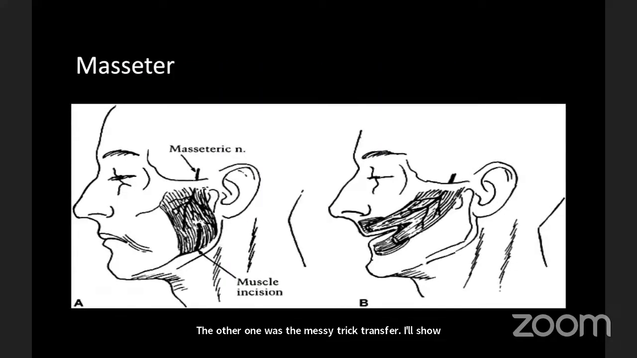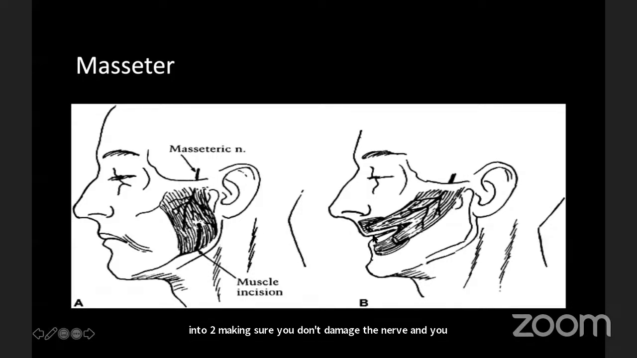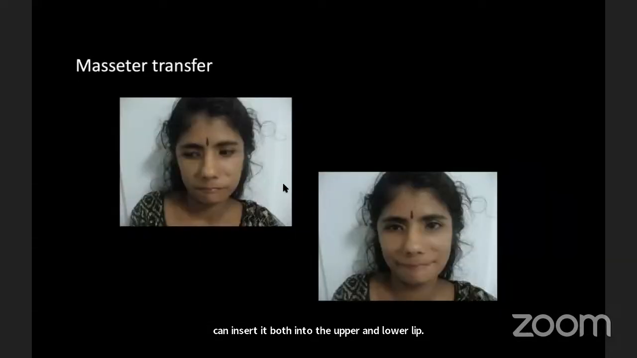In masseteric transfer, they leave the origin of the masseter at the zygoma, taking care not to damage the masseteric nerve. You detach the masseter muscle from the angle of mandible and from the lower ramus of the mandible. You split it into two, making sure you don't damage the nerve, and you can insert it into both the upper and lower lip. This is a very easy procedure to do. So this is a patient who had a masseteric transfer. This was not for a parotid malignancy.